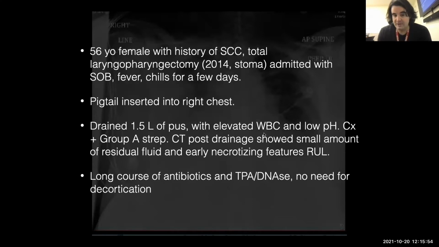The culture did grow group A strep, and the CT post drainage showed a small amount of residual fluid and early necrotizing features of the right upper lobe. This lady did go on to have quite significant thoracic pathology and had a frankly necrotizing pneumonia and this empyema. Thankfully, she was managed with a long course of antibiotics and TPA DNase, but no need for decortication.